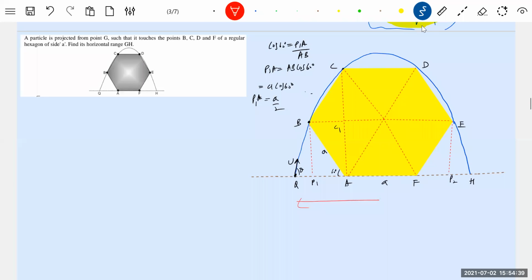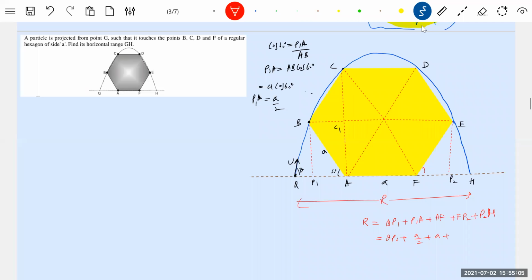QH is the range which we have to find out. So basically, let me write that equation for range. What is the range equal to? QP1 plus P1A plus AF plus FP2. Directly attack the problem from here. So QP1 we don't know. Leave it, the one which we don't know. P1A is how much? We got A by 2. AF is A. And FP2 is similar to P1A.